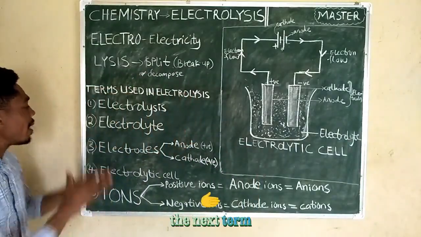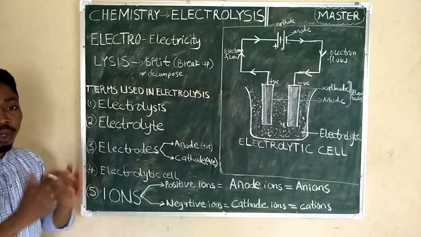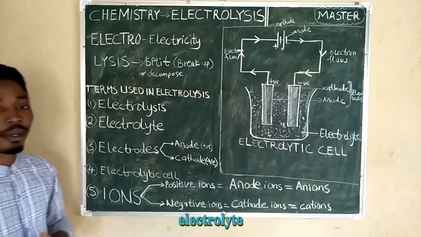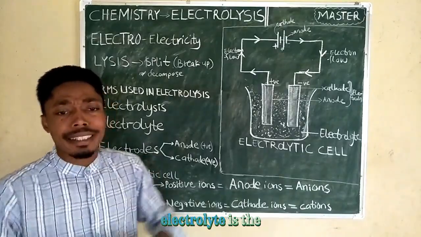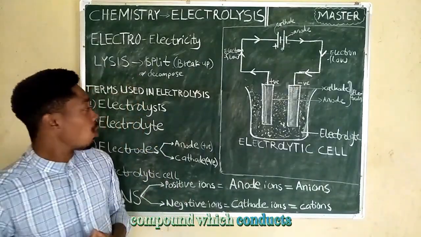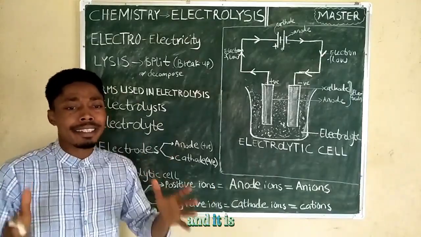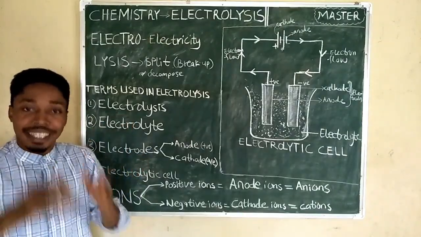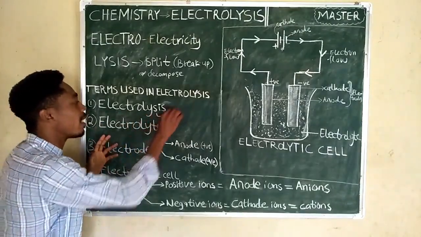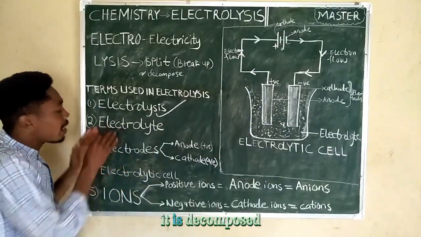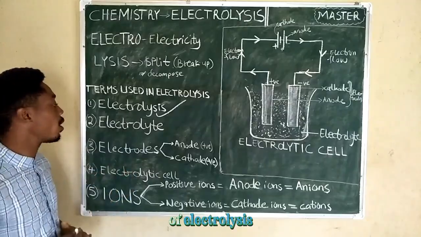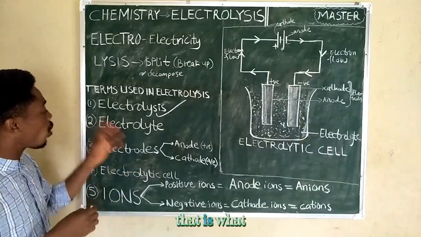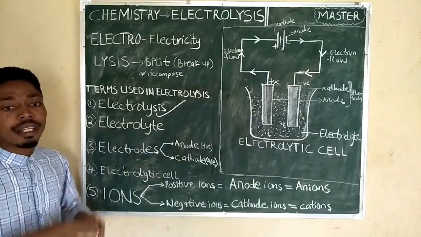Let's look at the next term, electrolyte. What is an electrolyte? An electrolyte is the compound which conducts electricity and it is decomposed in the process of electrolysis. That is what we mean by electrolyte.